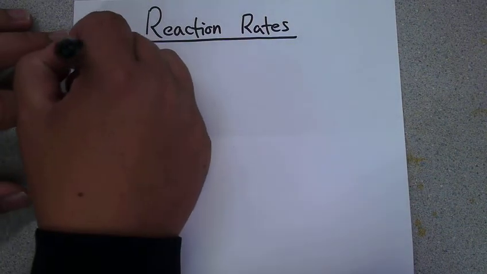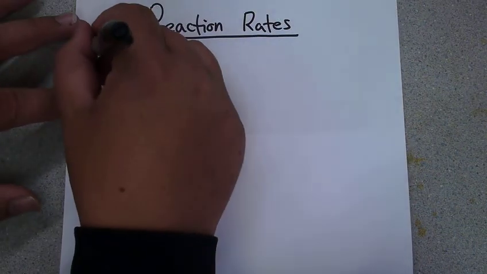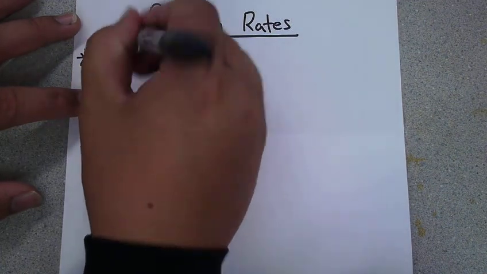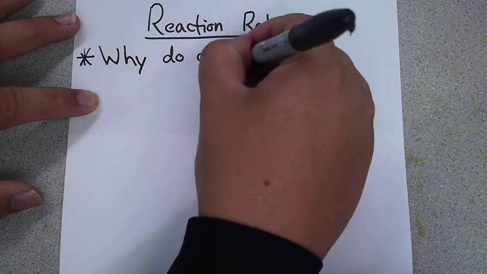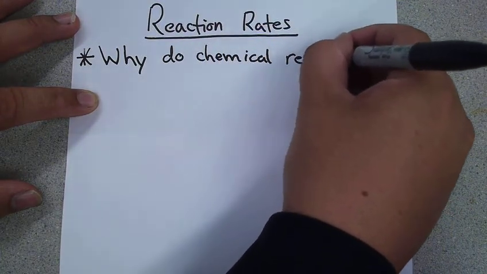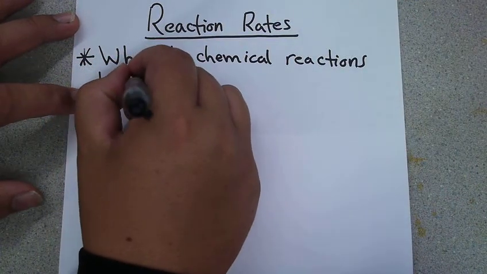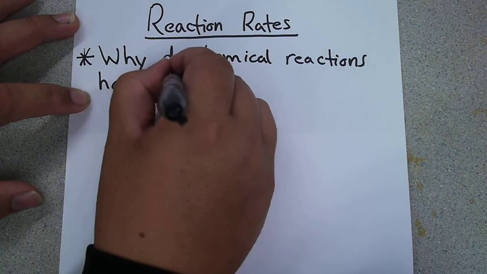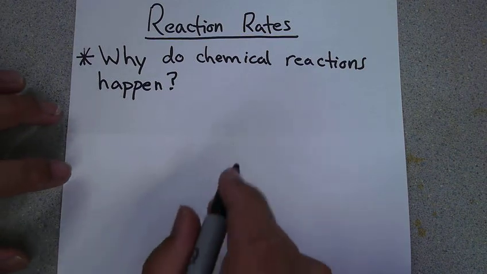The very first thing we want to do is pose this question: why do chemical reactions happen at all? So let's write that down. Why do chemical reactions happen in the first place? So why do they happen? First and foremost, actually, let's write an equation. I think that'll work out much better.